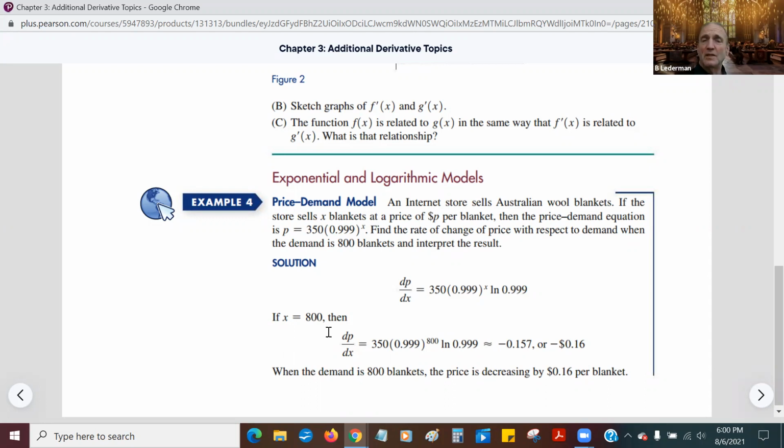Now all I got to do is, x is 100, just stick in 800 for x. Stick in 800 for x, and I finally get about negative 16 cents, which means when the demand is 800 blankets, the price is decreasing by 16 cents per blanket.